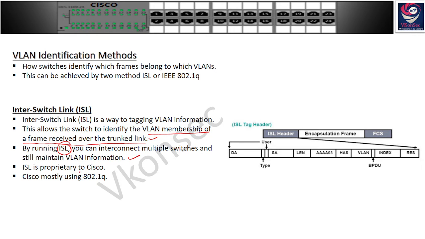ISL is a proprietary protocol of Cisco, so it was developed by Cisco. What does proprietary protocol mean? It means no other vendor can use this ISL except Cisco. But Cisco mostly uses 802.1q, which was created by the IEEE and is open. Mostly it uses 802.1q, but it has its own protocol, ISL, for the same purpose.